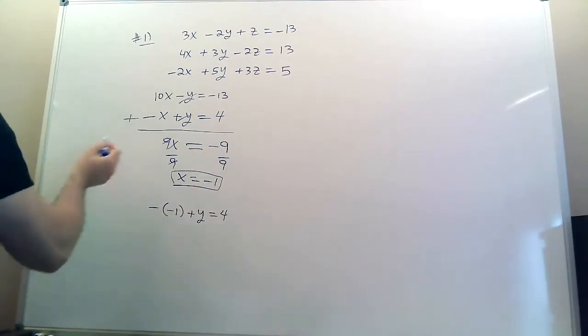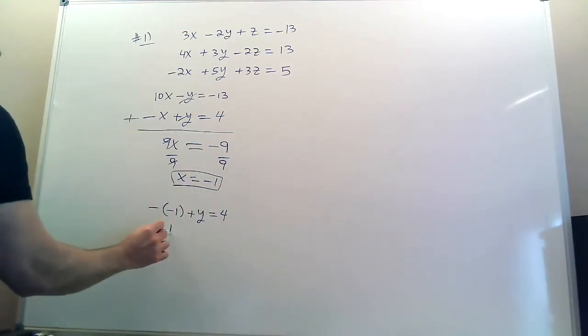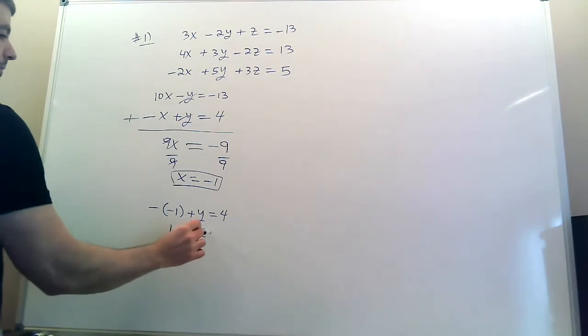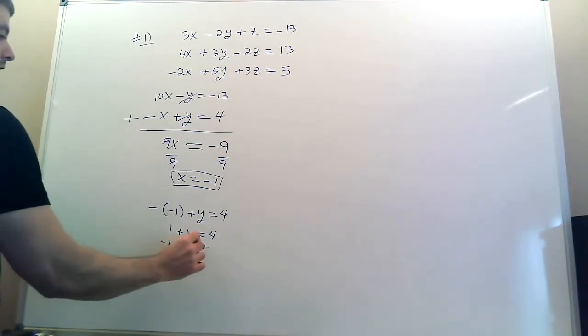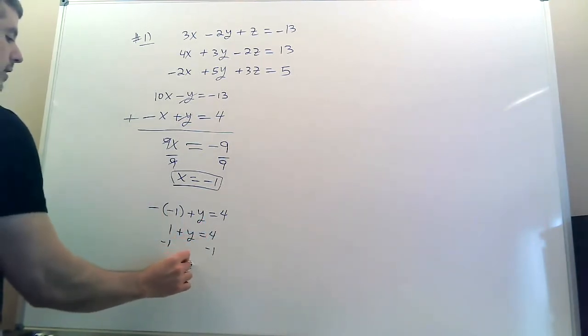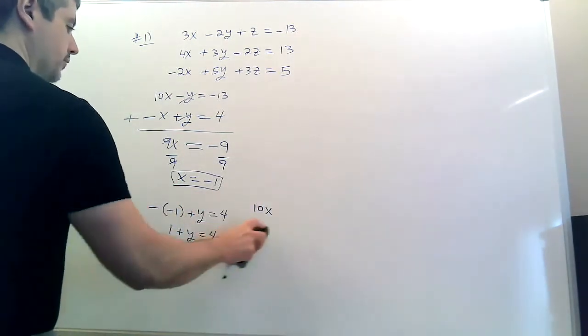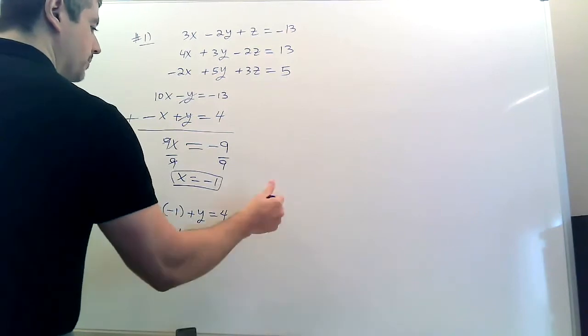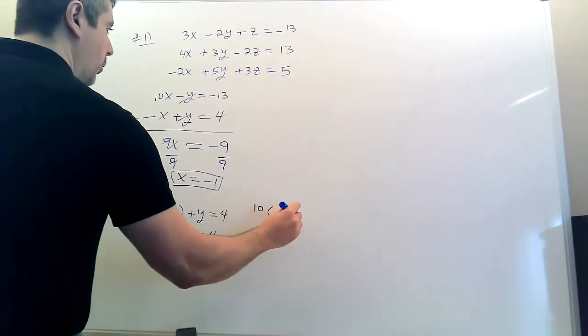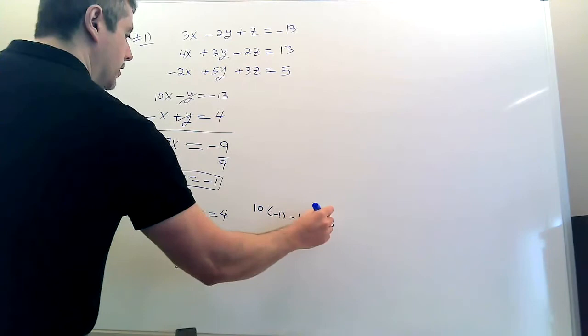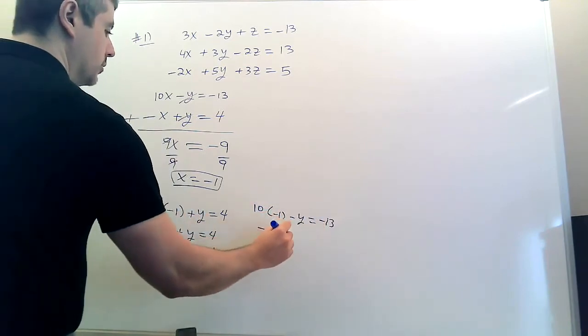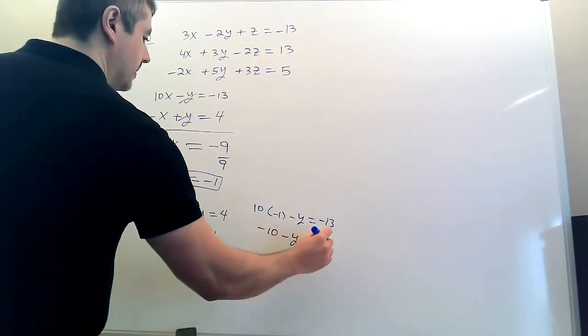Plugging into the bottom one. Negative and a negative is a positive. Right? And there you go. You get y equal 3. What if you use the top one? I'll use the top one. Right? Replace the x with a negative 1. The y is negative there. You're not going to get the same thing. Yes, you will. No, you're not.